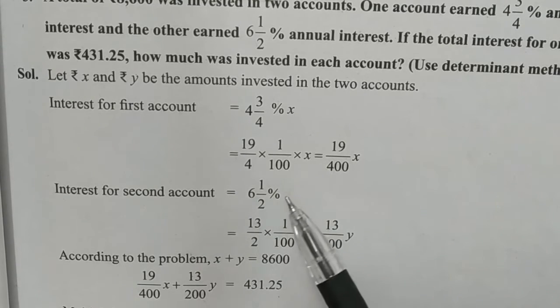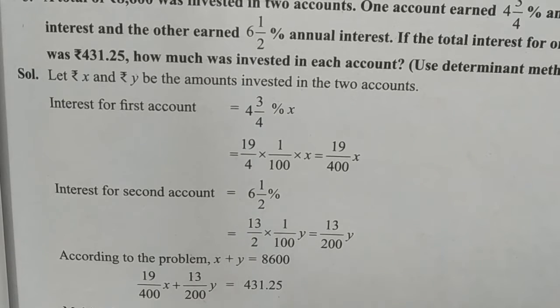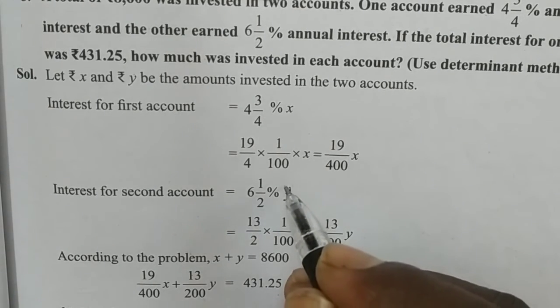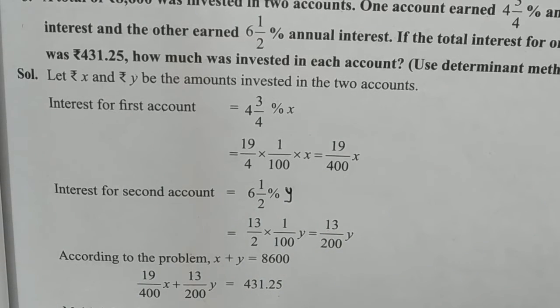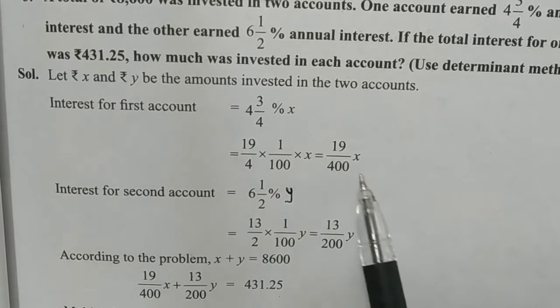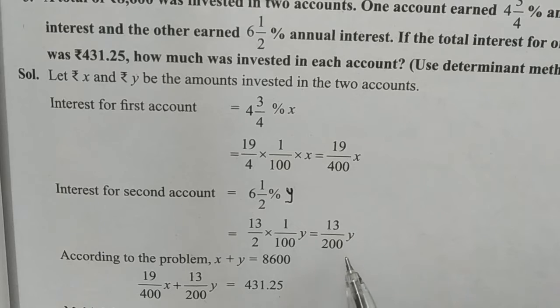So 13 by 2 percentage of Y. Here percentage is given: 13 by 2 into 1 by 100 into Y. 13 into 1 is 13, 2 into 100 is 200, so we get 13 by 200 Y. So we have found the interest for the first account and the interest for the second account.